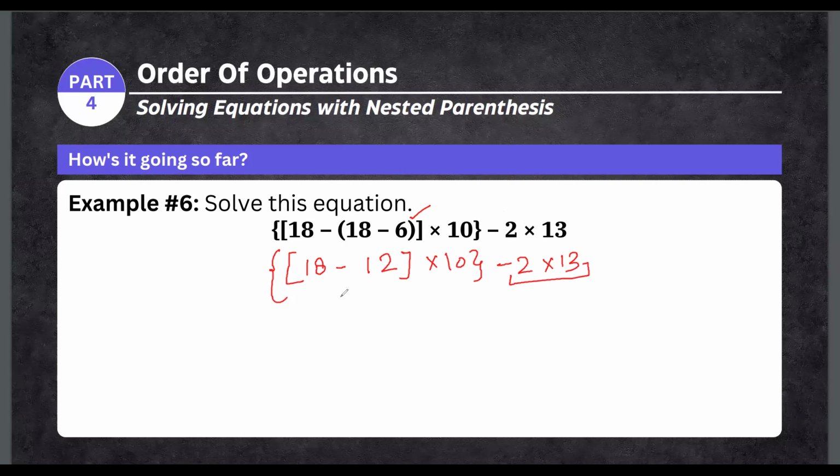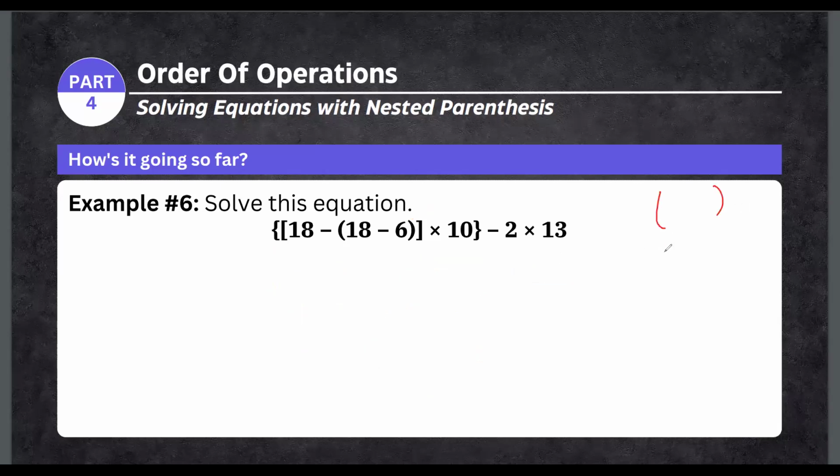18 minus 12 is 6. We are left with this bracket only. And here 13 times 2 is 26. Now 10 times 6 is 60. 60 minus 26. So 34 is my answer. I hope you are getting how I am solving the questions. So basically you have to understand this thing. You have to solve this first, then this, and then this. So that's how you have to solve your equations and then you have to move ahead.